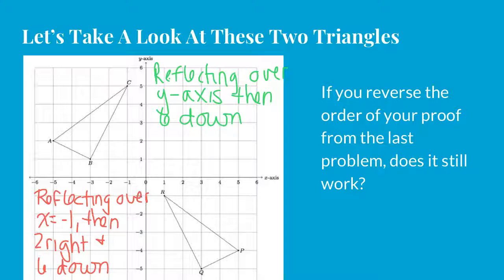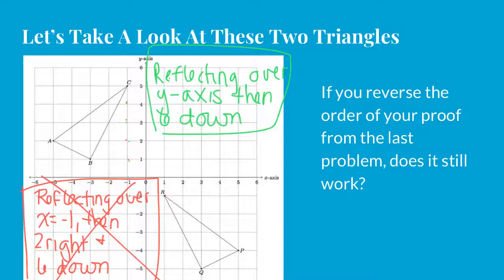For me, if I moved on the green one, let's check this one. If I moved this 6 down, 1, 2, 3, 4, 5, 6, and I flipped it over the y-axis, it would still work. But on this one, if I went 6 down, 1, 2, 3, 4, 5, 6, and 2 to the right, 1, 2, and then I reflected over x equals -1, it no longer works.